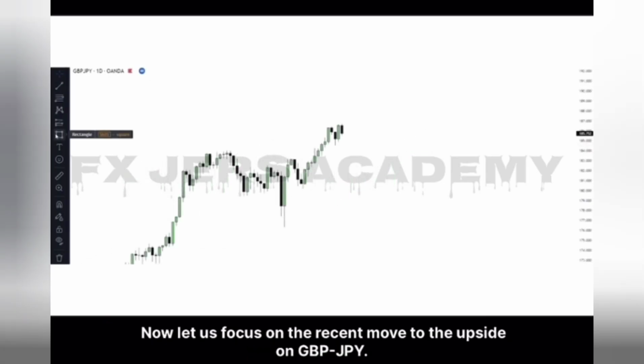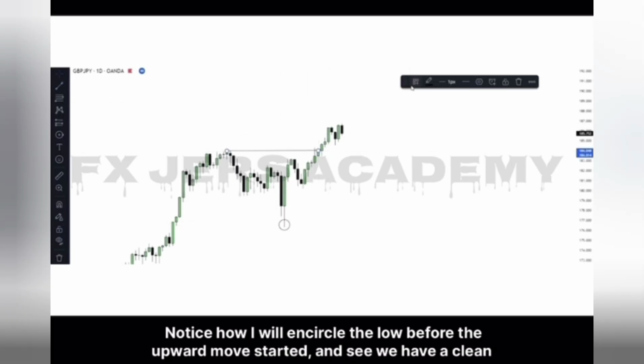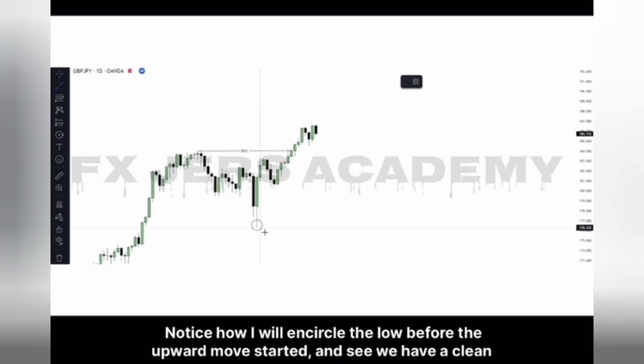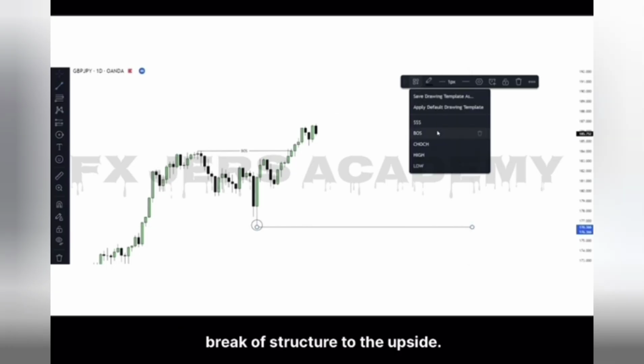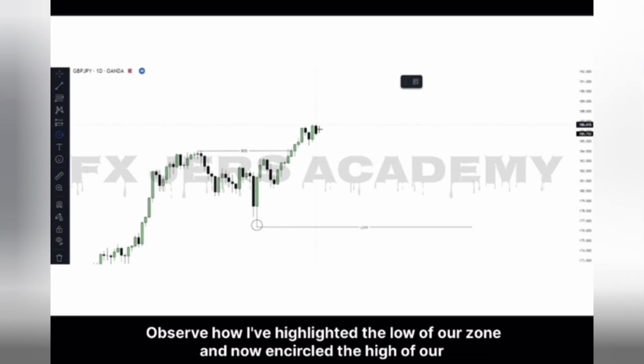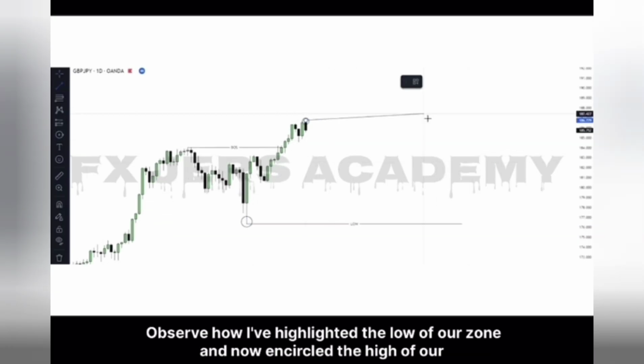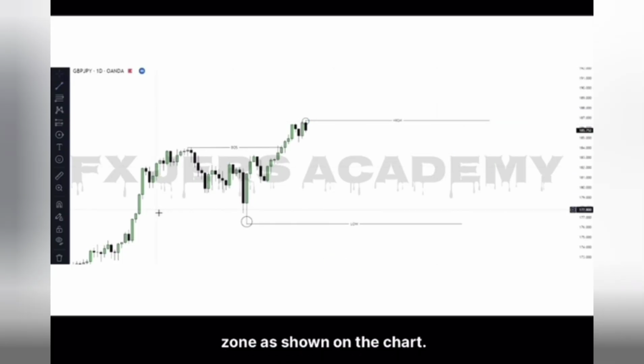Now let us focus on the recent move to the upside on GBP/JPY. Notice how I will encircle the low before the upward move started, and see we have a clean break of structure to the upside. Observe how I've highlighted the low of our zone and now encircled the high of our zone, as shown on the chart.